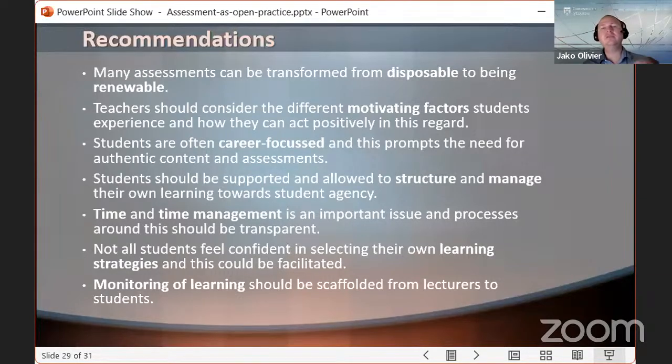Actually, the sharing, the advocacy of openness can act as a motivating factor, and I've seen it in both these cases when it comes to students. Students are often career-focused, and this prompts a need for authentic content. So when we talk about assessment, assessment needs to be authentic. It must relate to what you are training the students to become.